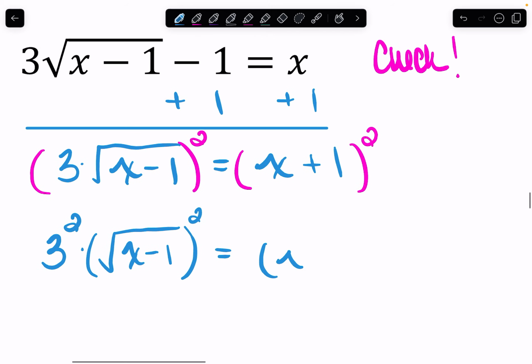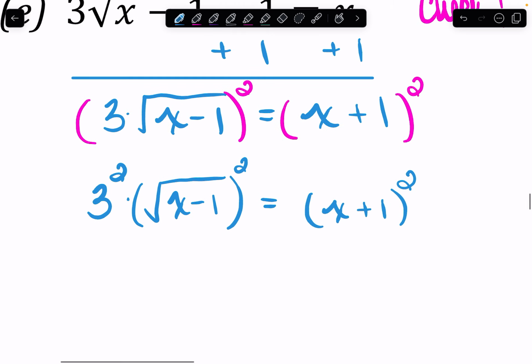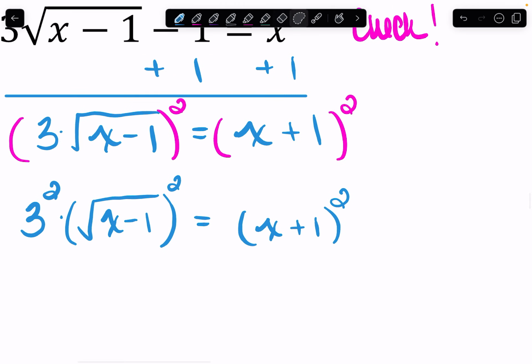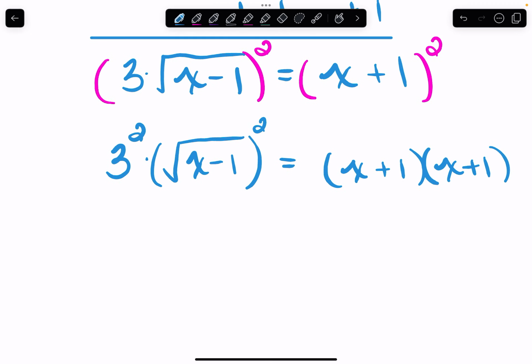So each of those are going to get their own square. On the other side, do not distribute the exponent. You cannot distribute an exponent along addition or subtraction. So instead, x plus 1 quantity squared means multiply it by itself twice, so we're going to have to FOIL. 3 squared is 9. And then the x minus 1, the square undoes that square root, so it comes out of the square root.